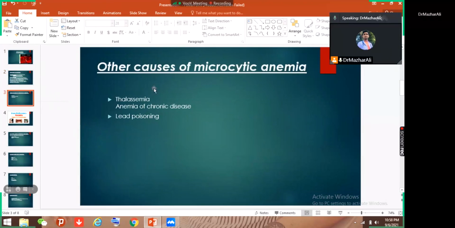Then what are the other causes of microcytic anemia? Thalassemia, in which the RBC size becomes small and there is decreased beta chain formation. Anemia of chronic disease, where hepcidin plays a role, because chronic diseases like rheumatoid arthritis or osteoarthritis can increase hepcidin. Hepcidin decreases iron absorption from the enterocyte into the blood. And lead poisoning.